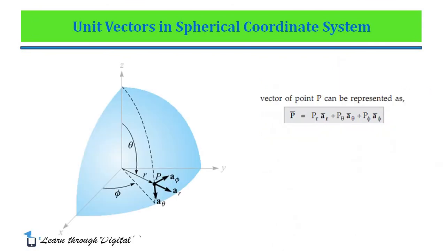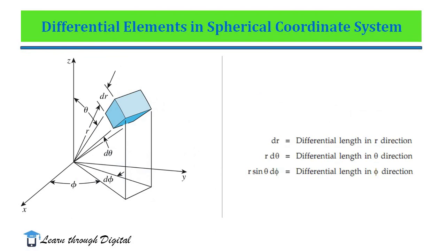And this figure illustrates the unit vectors in the spherical coordinate system. The unit vector along the r direction is a_r vector, along the phi direction is a_phi vector, along the theta direction is a_theta vector. So we know how to represent a vector in the spherical coordinate system. The vector at point P can be represented as P_r a_r vector plus P_theta a_theta vector plus P_phi a_phi vector.